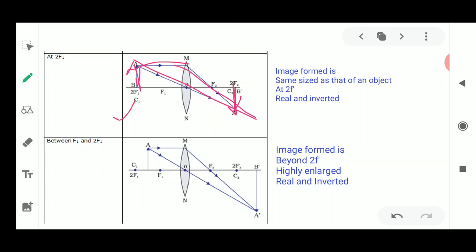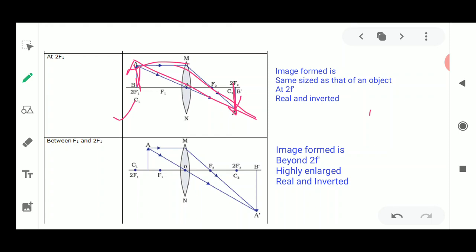Now the position of the object is at 2f'. And on the other side of the lens, you could see that the image is formed at the center of curvature. So here, when the object is placed at the center of curvature, the image will be formed at the center of curvature on the other side. That is why the image becomes real and inverted.